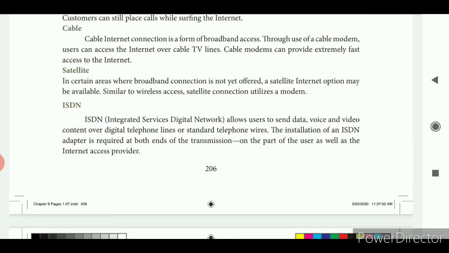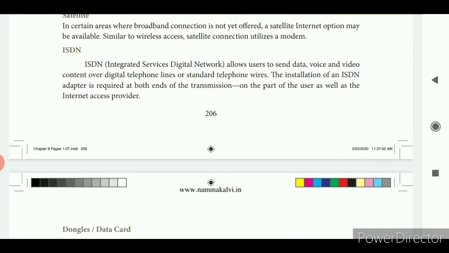Then ISDN. What is the expansion for ISDN? Integrated Services Digital Network. It allows users to send data, voice and video content over digital telephone lines or standard telephone wires. The installation of an ISDN adapter is required at both ends of the transmission, on the part of the user as well as the internet access provider.